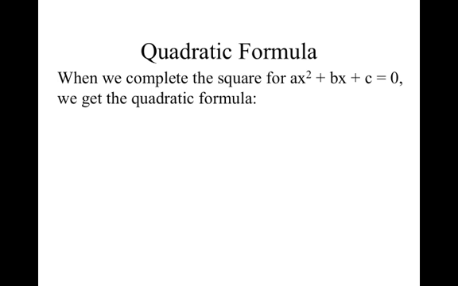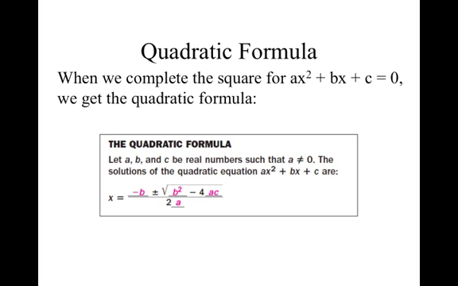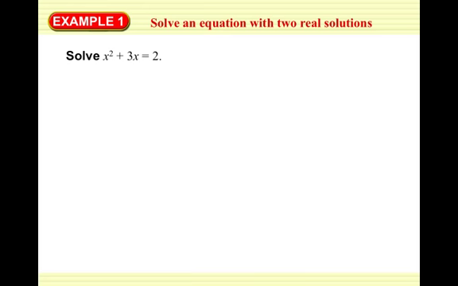When we complete the square for ax squared plus bx plus c equals 0, we get the quadratic formula. And so solving for x, we get negative b plus or minus the square root of b squared minus 4ac all over 2a. You need to know this. You need to know it backwards and forwards. You need to be able to recognize that you can use it anytime you have a quadratic and you need to solve the equation. Okay, so we're going to solve x squared plus 3x equals 2.